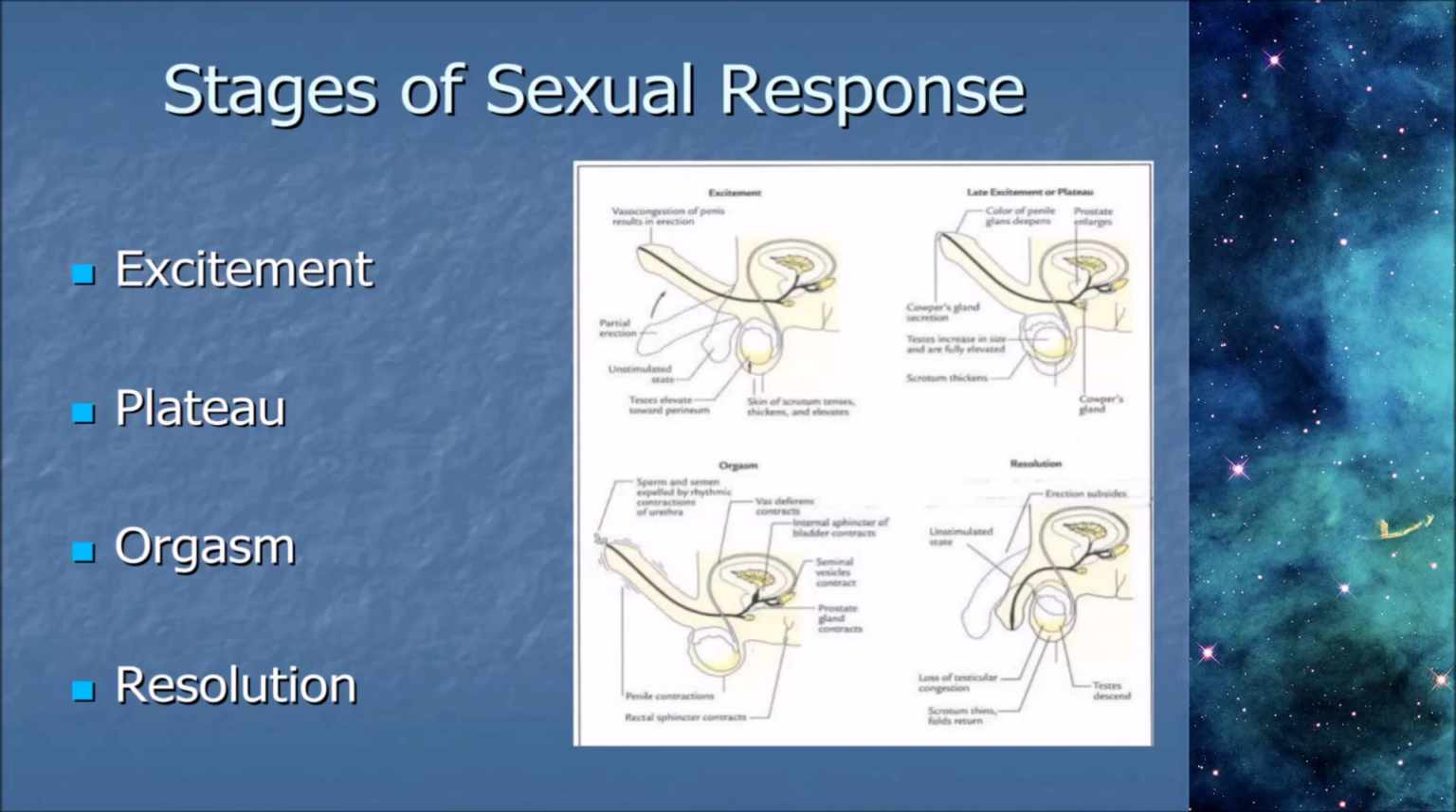Basically, after ejaculation, there's a period where the penis will begin to drain of its blood, the arterioles will begin to constrict, and the veins will dilate, allowing the blood to move out of the penis back into the body. The other thing that will happen is the testes will once again begin to descend away from the body, and during this period it's typical for males not to be able to achieve another erection for some time. There is a refractory period during which a male cannot have another erection or another orgasm.